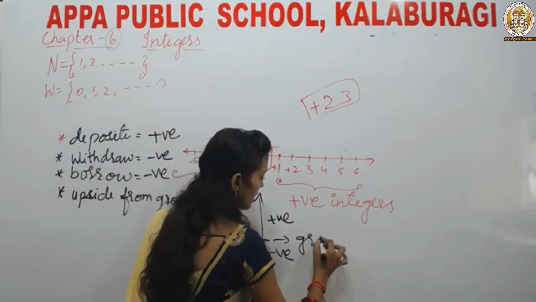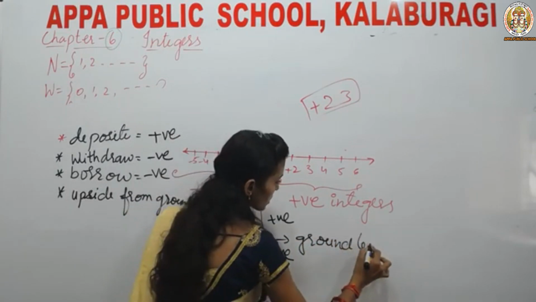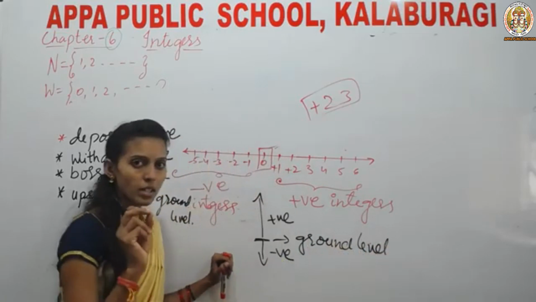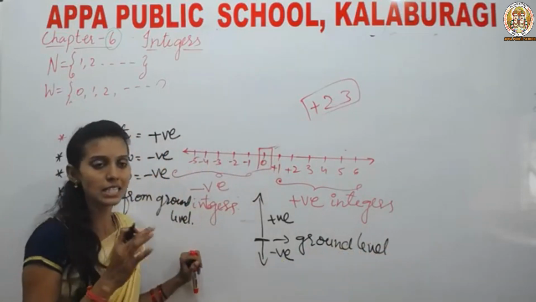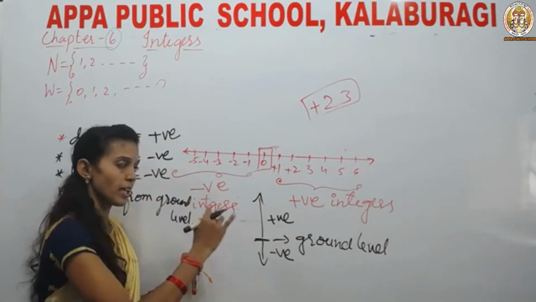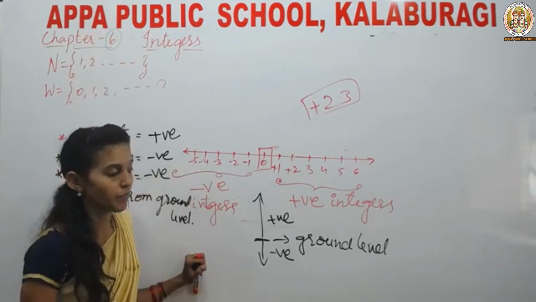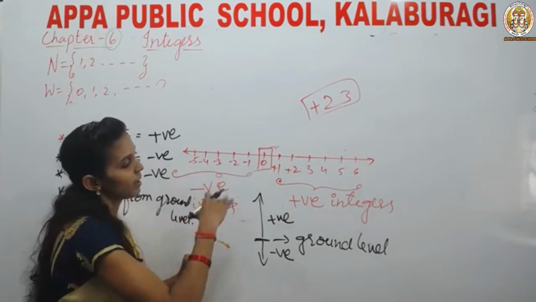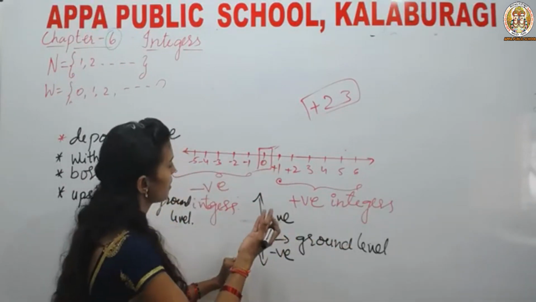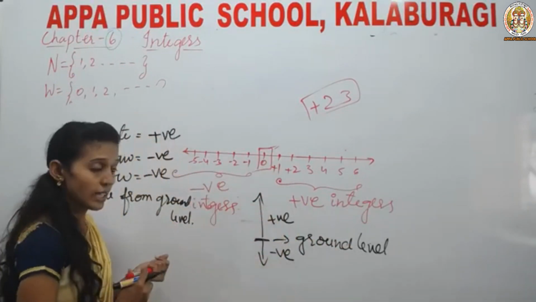Whatever we consider one particular position, if we consider it as a ground level, from there upside is always positive, downside is always negative. On the number line, right side is always positive, left side is negative.